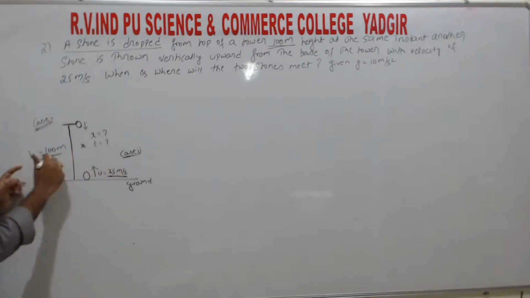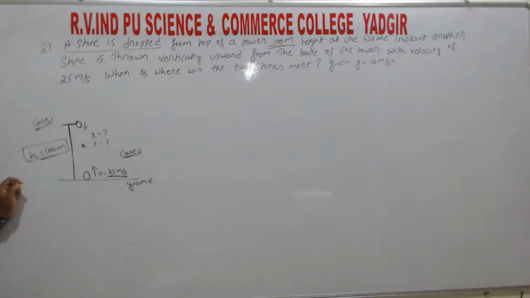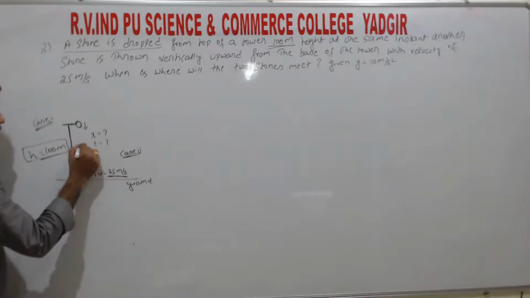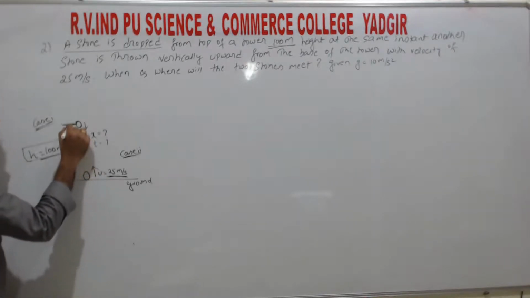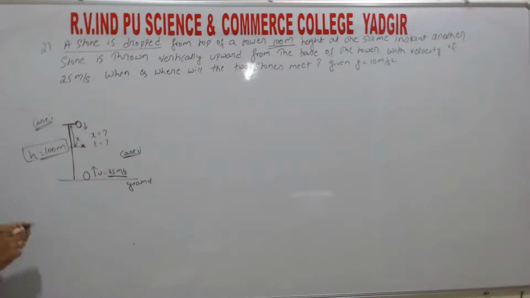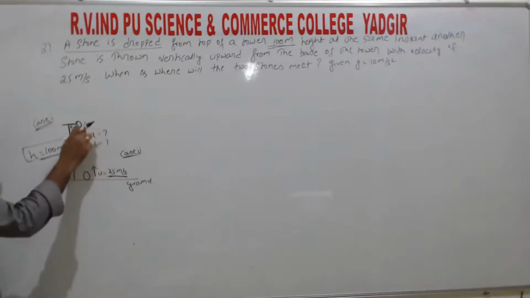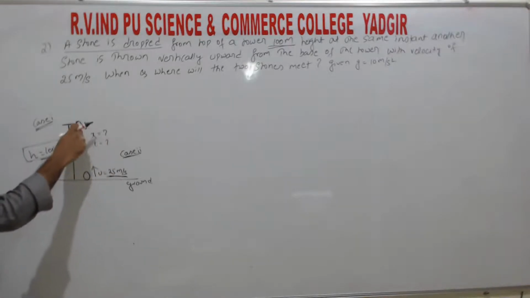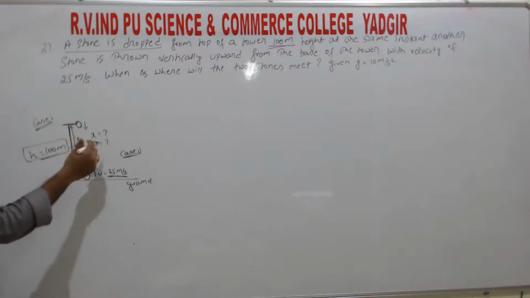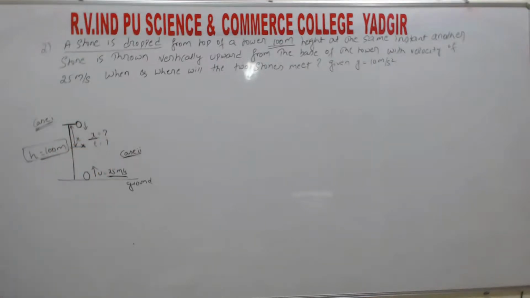In these two cases, the common term is the height of the tower. So we take x as some distance from the top of the tower. We don't know at what distance these two stones are meeting, so that distance we take as x.